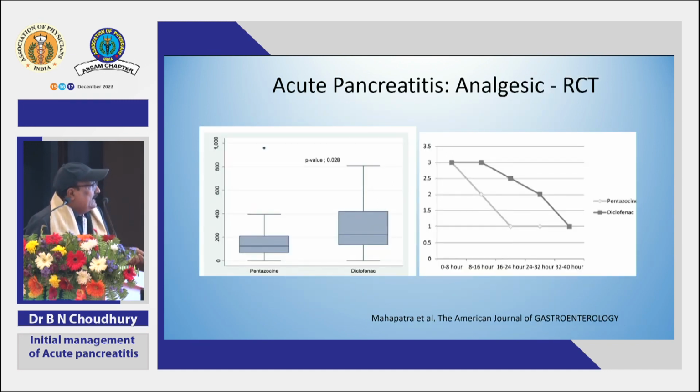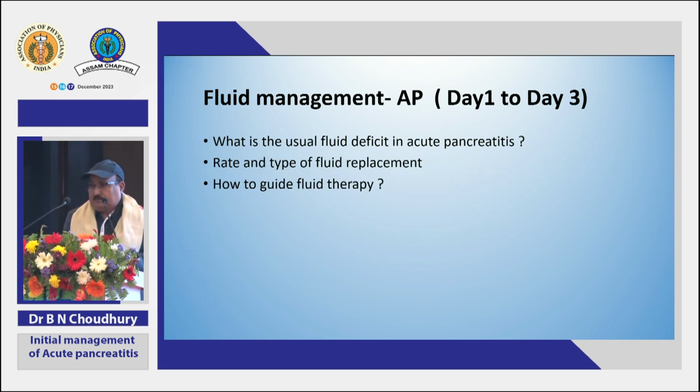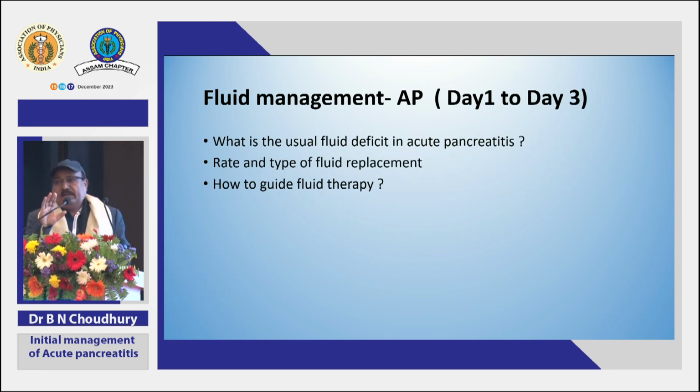In the diclofenac group, there was more requirement of fentanyl, but in the pentazocine group, there was less requirement of fentanyl. And the area under the curve in the pentazocine group showed a better pain-free period than the diclofenac group. So pentazocine is one of the good choices for relief of pain in acute pancreatitis on day 1 and day 2, because in the majority of patients, pain is more on day 1 and day 2.